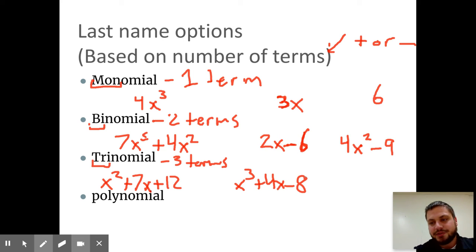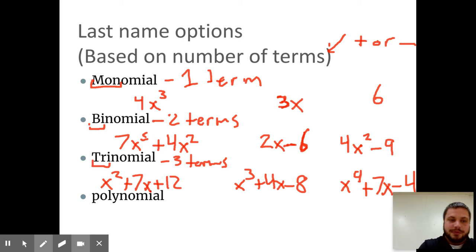That's a cubic trinomial. That's a 9th degree trinomial. Then anything with more than 3 is a polynomial. So 4 terms, 5 terms, 6 terms, 7, they're all called polynomials. Prefix poly means many. Okay.